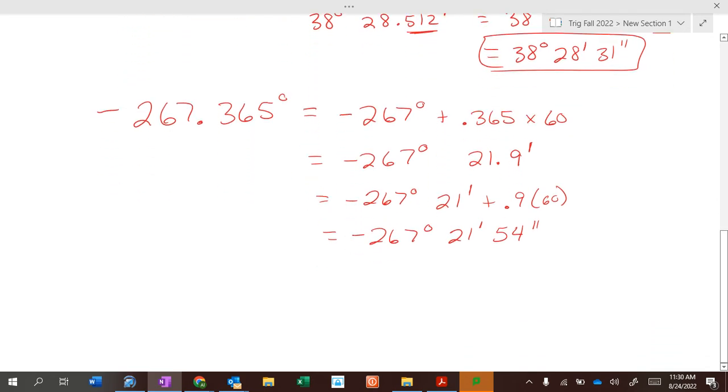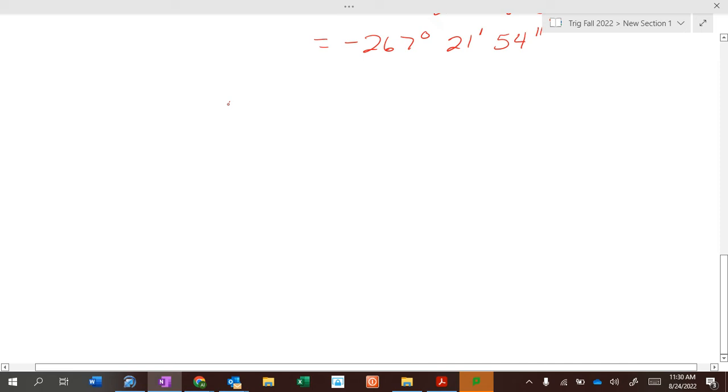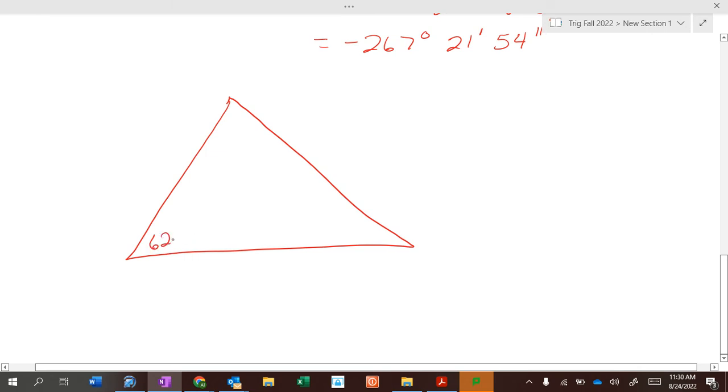Now, the slightly more difficult adding and subtraction. And you think, well, isn't adding and subtracting easier than multiplying and dividing? Not always, because we're borrowing, and some of you might not see the borrowing right away. So let's say we have a triangle, and this angle is 62 degrees, 45 minutes, and 32 seconds. And this angle up here is 74 degrees, 15 minutes, and 48 seconds. What's this angle left down here? How many degrees?